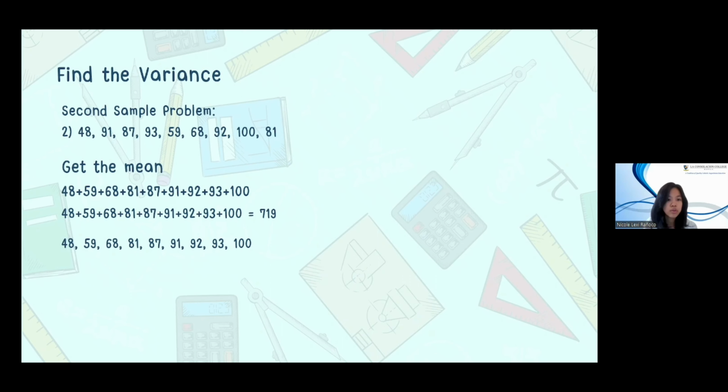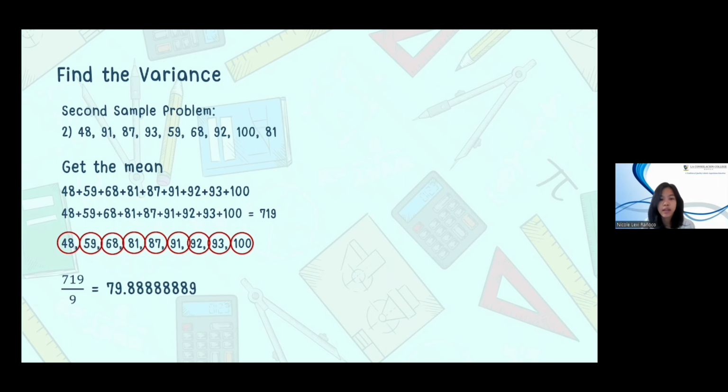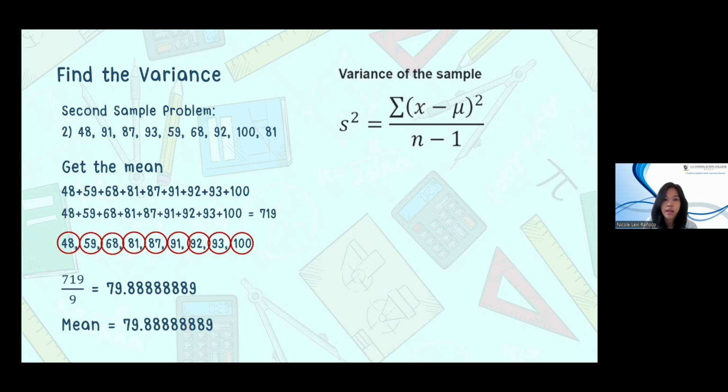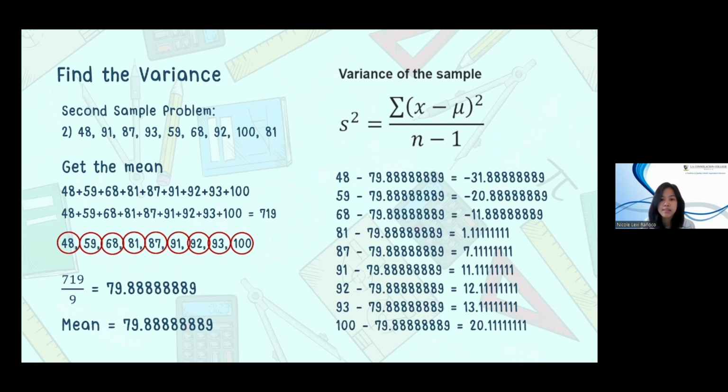So 1, 2, 3, 4, 5, 6, 7, 8, 9. So 790 divided by 9 is equal to 79.88888889, which is our mean. So again, we will need to find the variance. We can calculate the difference between the given values and the mean. As you can see here, I subtracted the values to the mean.